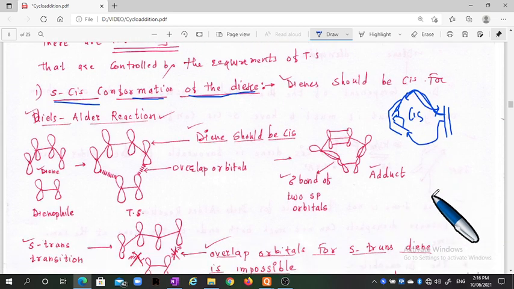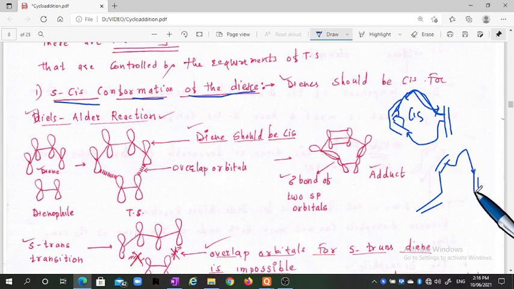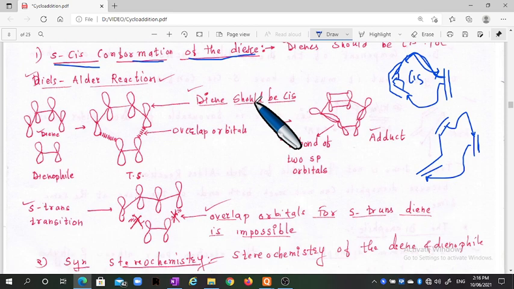Therefore, as we already discussed, this is our trans diene. It is difficult for the dienophile to attack here. This terminal carbon attacking this one requires a long distance for the attack of the dienophile on the diene. Therefore, yes, the cis conformation of the diene is always required.